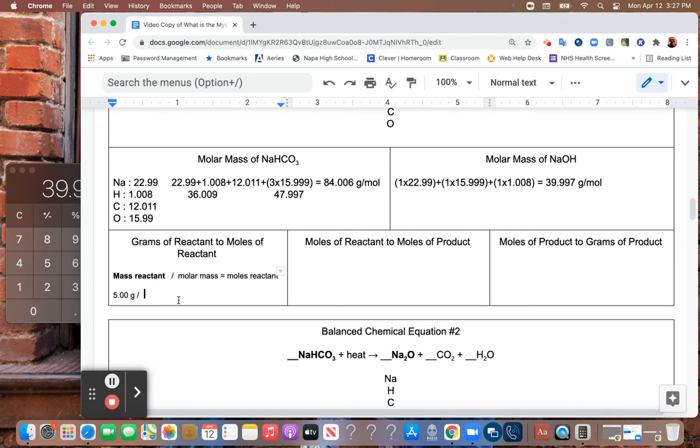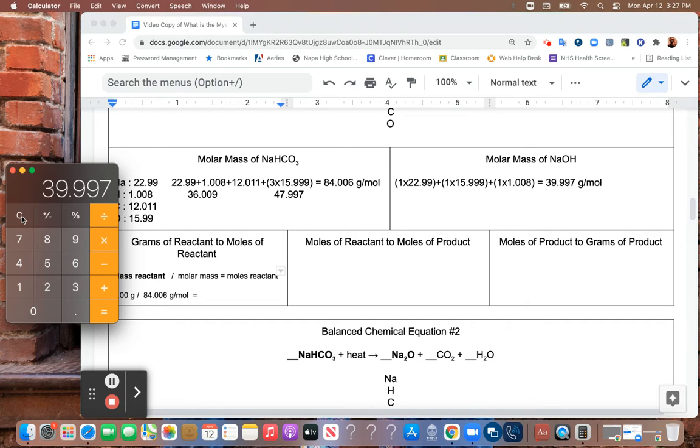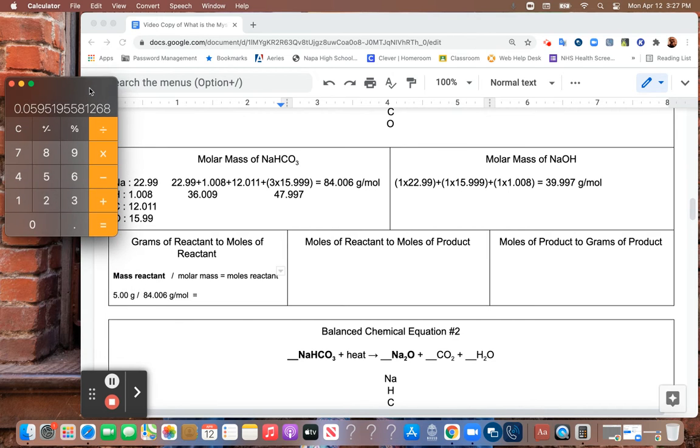What is the molar mass of my reactant? Yeah, it's 84.006 grams per mole. And that's going to give me my answer. 5 divided by 84.006. And I get this really tiny number.